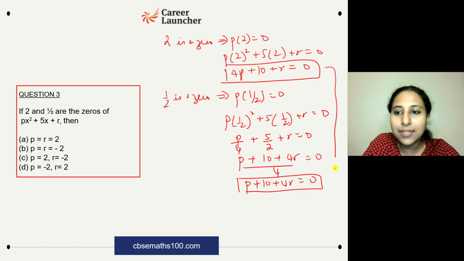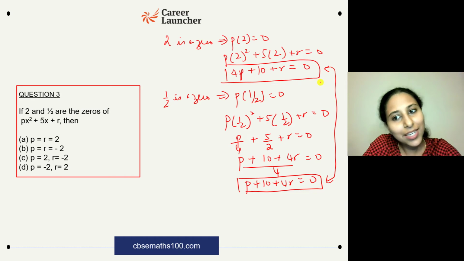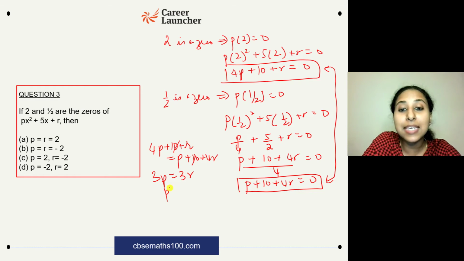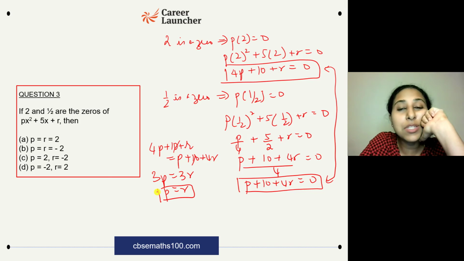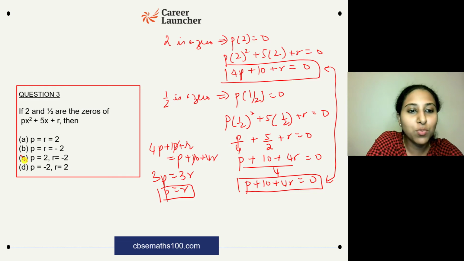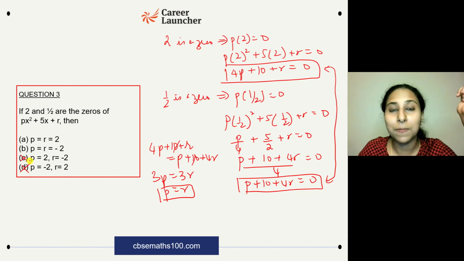What should we do once we have these 2? What you do is equate these 2. Both are equal to 0, right? Equating both of them will give you 4p plus 10 plus r is the same as p plus 10 plus 4r. What could you do on both sides? Cancel 10. And when you rearrange this, when you move p to the left side, r to the right side, you get 3p equals 3r, which means p is equal to r. So definitely p's value must be the same as r's value. You could eliminate these 2 options, which give you different values of p and r.